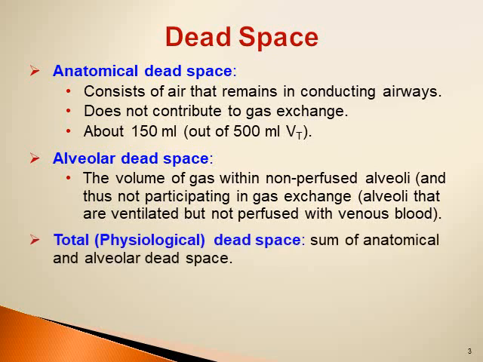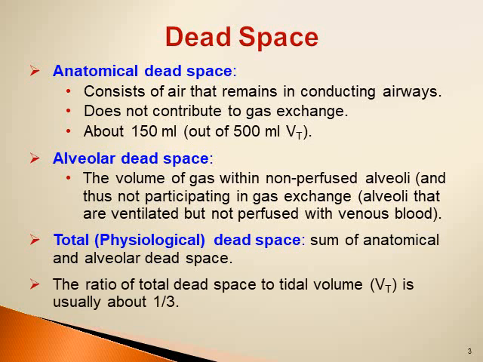The total dead space, or also we call the physiological dead space, is the summation of the anatomical and alveolar dead space. Usually the anatomical dead space value is fixed, 150 ml, but the volume of the alveolar dead space is variable, and therefore the volume of the total or physiological dead space is also variable. The ratio of the total dead space to tidal volume is usually about 1/3. So the total dead space represents 1/3 of the tidal volume.